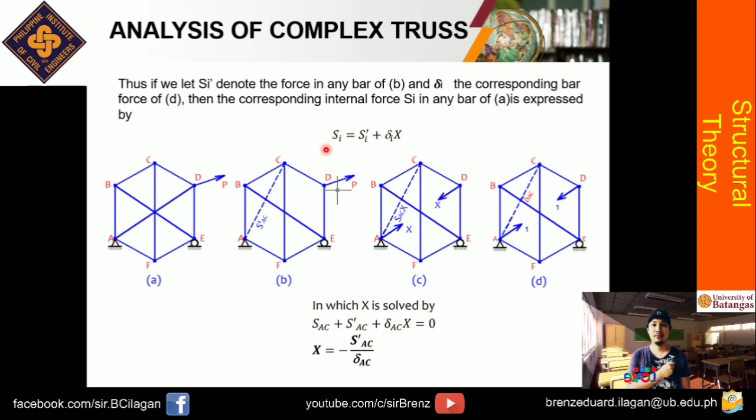It's either mag-analysis of joint ka at joint A, since magkakaroon ka na ng value kay AB and AF, or mag-joint ka sa D para makuha yung value ng AD. Okay? So ganun lang yun. Dalawang beses ka lang magme-method of joint.